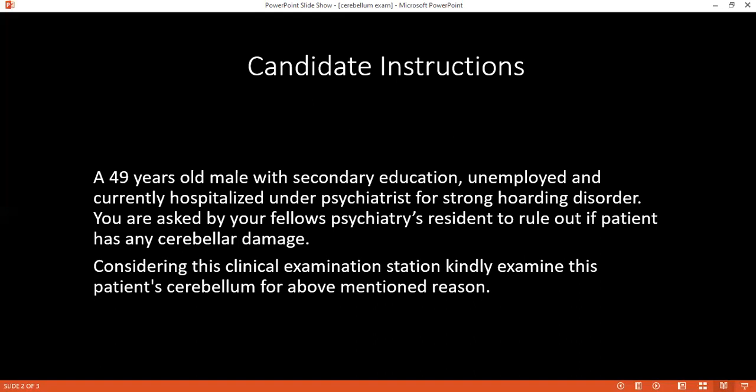Right. If you have read and understood, kindly begin your examination of cerebellum.